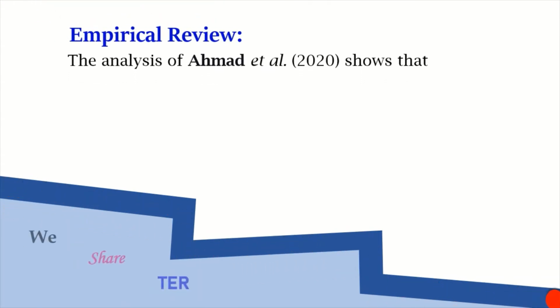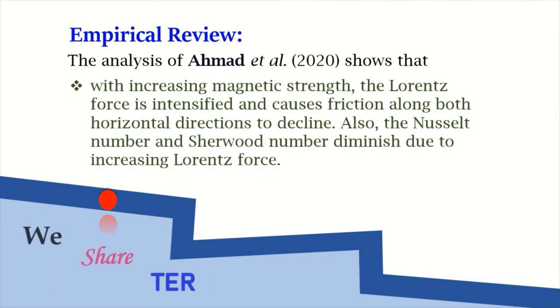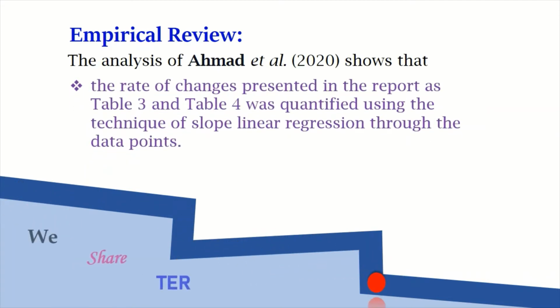The analysis of Ahmad et al., 2020 shows that with increasing magnetic strength, the Lorentz force is intensified and causes friction along both horizontal directions to decline. Also, the Nusselt number and Sherwood number diminish due to increasing Lorentz force. The rate of changes presented in the report as Table 3 and Table 4 was quantified using the technique of slope linear regression through the data points.